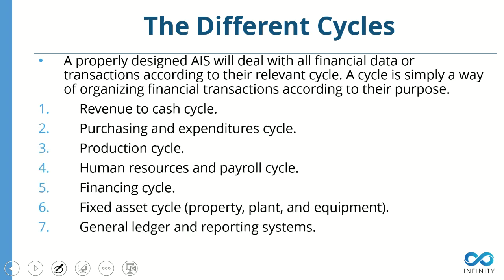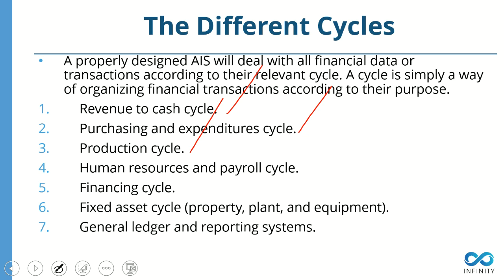Suppose you are implementing a computer-based or IT-based system to handle your operations and your accounting functionalities. Then you will be facing different functionalities, or what we call different cycles. For example, you will have the revenue cycle. Here we will be dealing with selling our goods and services and collecting cash. In the purchasing and expenditure cycle, we are dealing with how we are buying goods from outside, and when and how we are paying.